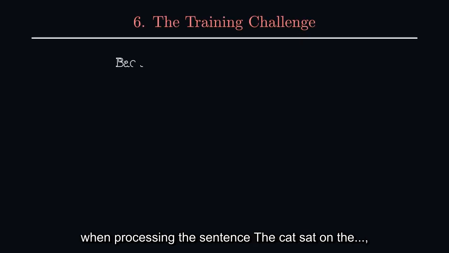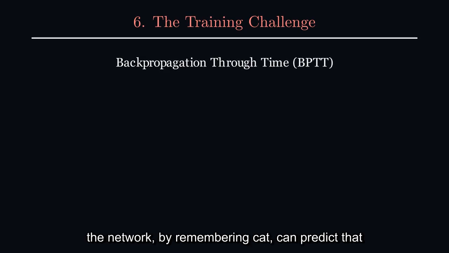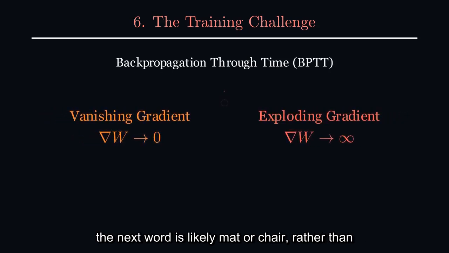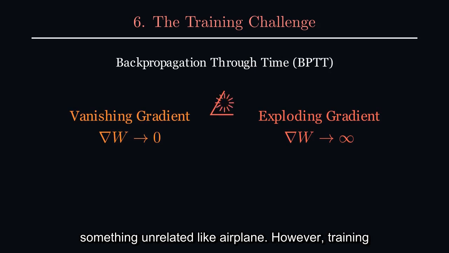For example, when processing the sentence "the cat sat on the...", the network, by remembering "cat", can predict that the next word is likely "mat" or "chair", rather than something unrelated like "airplane".